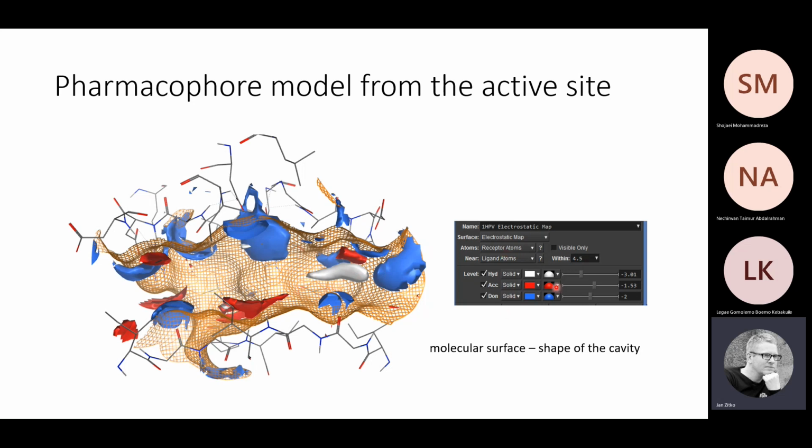As an example, I have the coloring based on the preference for acceptor moiety, donor moiety. Acceptor would be red, donor would be blue, and hydrophobic preference would be green. So this is all together. Now let's split it into acceptors and donors, because you see there is not much preference for hydrophobic atoms. So let's omit hydrophobic and focus on donors and acceptors.